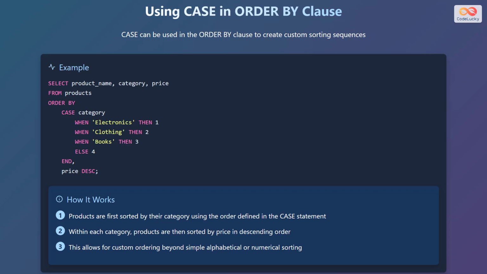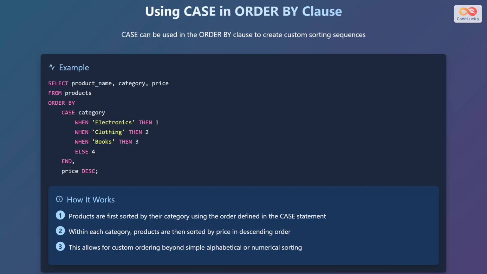CASE can be used in the ORDER BY clause to create custom sorting sequences. Here is an example: SELECT product_name, category, price FROM products ORDER BY CASE category WHEN 'electronics' THEN 1 WHEN 'clothing' THEN 2 WHEN 'books' THEN 3 ELSE 4 END, price DESC.